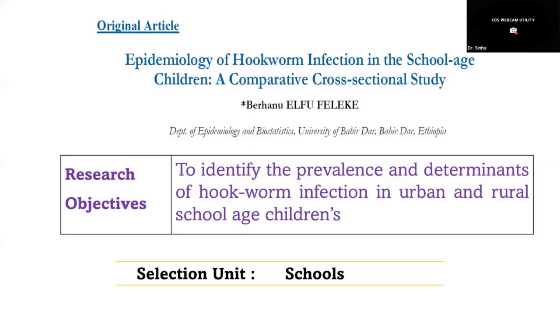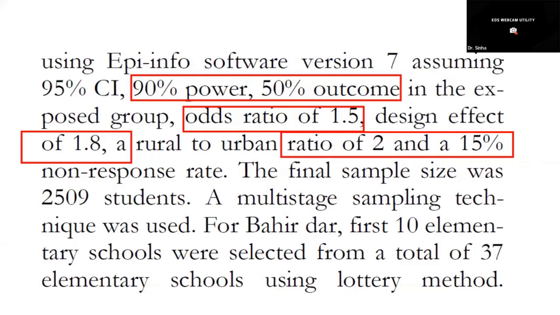See this question. The title is the epidemiology of hookworm infection in school age children, a comparative cross-sectional study. So it's a comparative cross-sectional study, so you have two groups. You have to identify the prevalence and determinants of hookworm infection in urban and rural school age children. So the selection unit is schools. Now, the author has written 90% power and 50% outcome in the exposed group, odds ratio 1.5, design effect of 1.8, rural to urban ratio of 2, and 15% non-response.